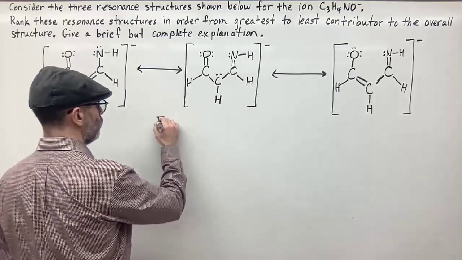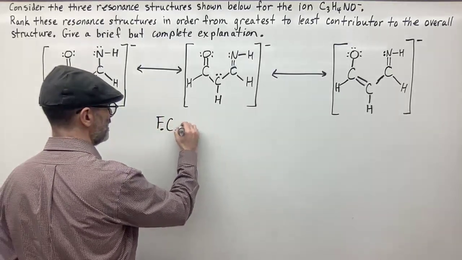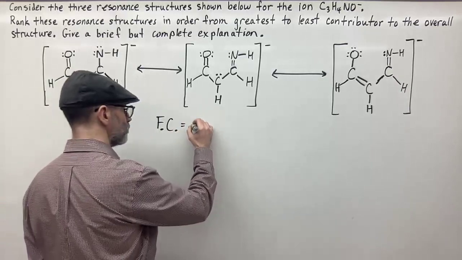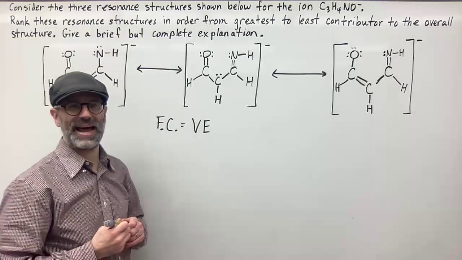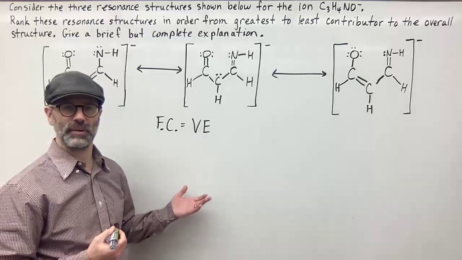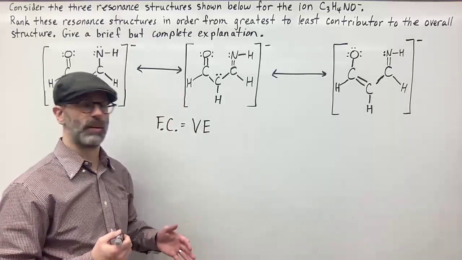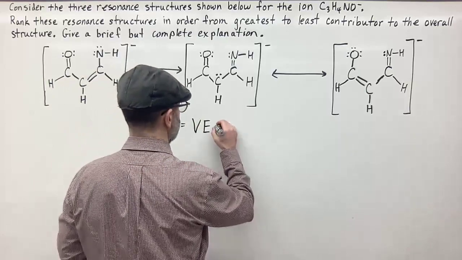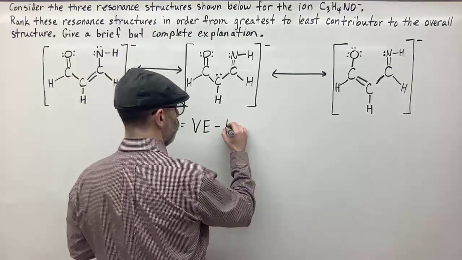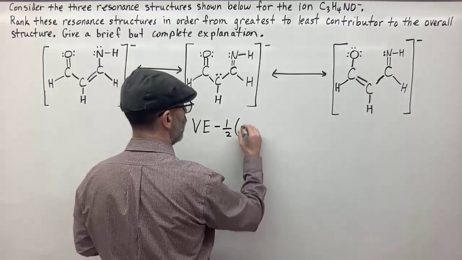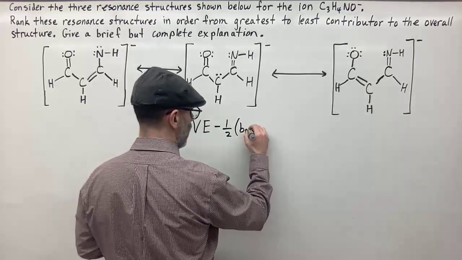So the formal charge, FC, is going to be equal to the number of valence electrons that the element has based on its position in the periodic table. So you're going to look at group numbers, and you're going to subtract out 1/2 of the bonding electrons.